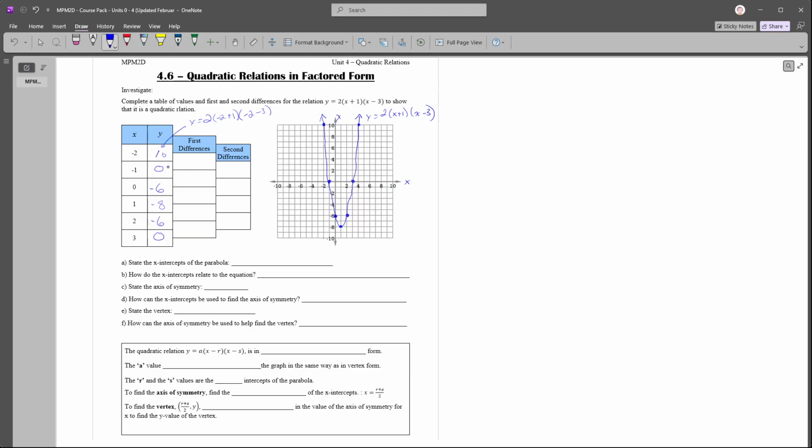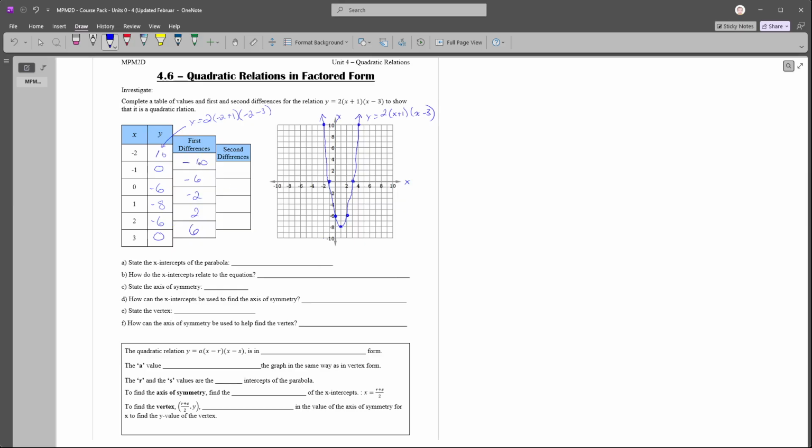Anyways, so let's see this. Find our first differences. So 0 minus 10, that's going to give us negative 10. Negative 6 minus 0, that's negative 6. Negative 8 minus negative 6, that gives us negative 2. Negative 6 minus negative 8, that's going to give us positive 2. And 0 minus negative 6 gives us 6. So definitely not linear. So let's check out our second differences.